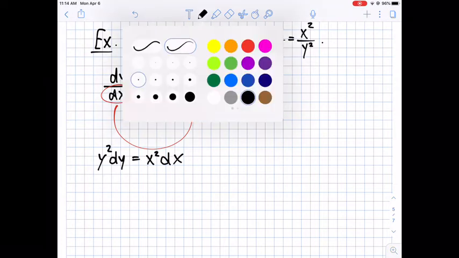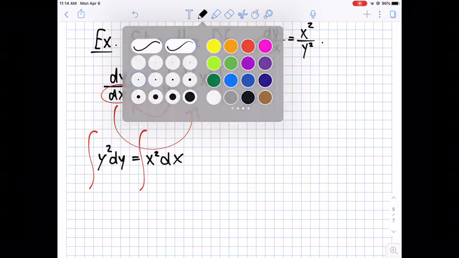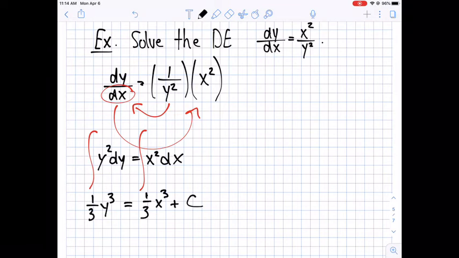And then what do we do at this point? We are now going to integrate both sides. And if we integrate both sides, we have 1 over 3 y to the power of 3. On the left, we don't need to put in our plus c here. That's what we talked about earlier. We only need to put in the plus c on one of the two sides. On the right hand side, we have 1 over 3 x to the power of 3, and this is where we'll put in our plus c.